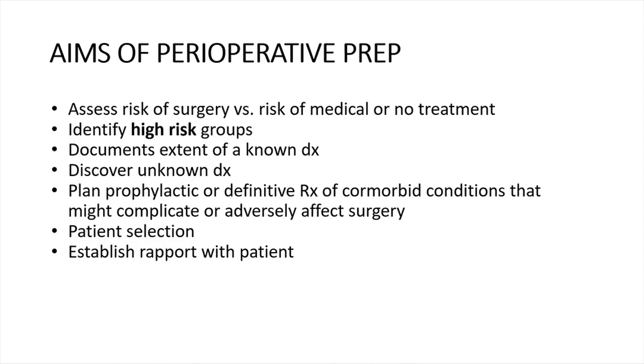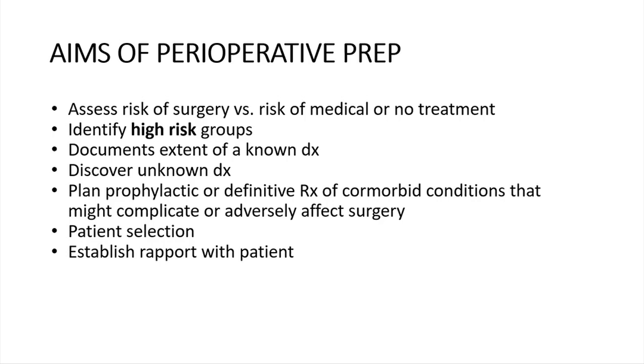You want to identify patients that are of high risk group. Okay, high risk patients. Who are the high risk patients? High risk patients include extremes of ages, patients in the neonatal period, as well as the elderly patients. They are high risk patients. Patients with medical comorbidities, they are high risk patients. Patients who are obese are high risk patients. Patients with cardiac diseases. So in your preoperative evaluation, you want to identify who are these high risk patients, and you want to take measures to prevent complication.